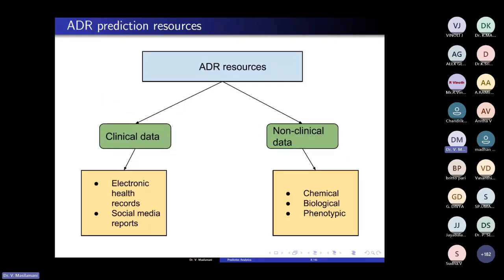Let us look at where adverse drug reaction information can come from. What are the sources from which it can be obtained? One is clinical data. The other one is non-clinical data. In clinical data, we have electronic health records where the doctors would have mentioned that a particular patient took this drug and reported these side effects. That is an electronic record. Sometimes the person who took the drug may have some side effects and will go and write about it on social media. That is another source from where we can get this information.